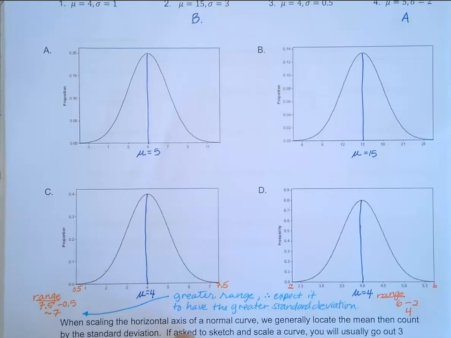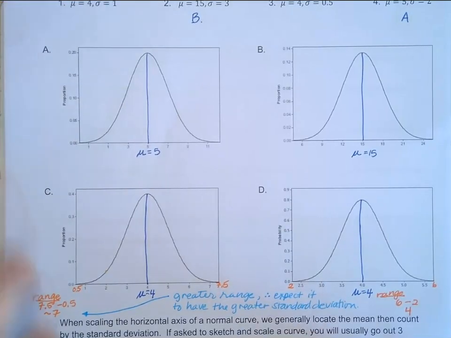So when scaling the horizontal axis of a normal curve, we generally locate the mean and then count by the standard deviation. If asked to sketch and scale a curve, you'll usually go out 3 standard deviations in either direction from the mean.